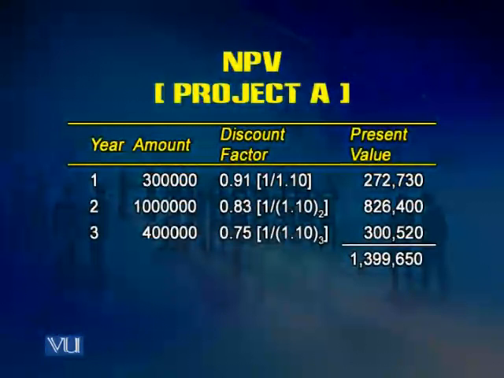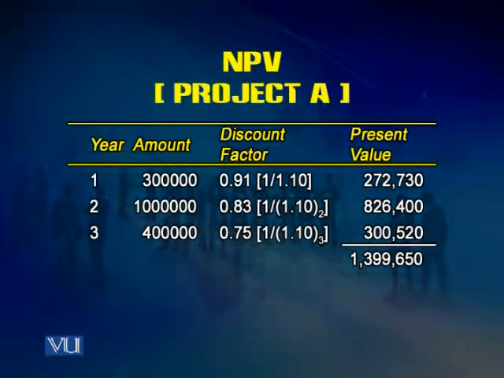Two projects, two different cash flow streams, but same initial outlay of 1 million, same period of 3 years, and we know that the minimum required rate or the opportunity cost of capital is 10%. So let us calculate the NPV of project A.